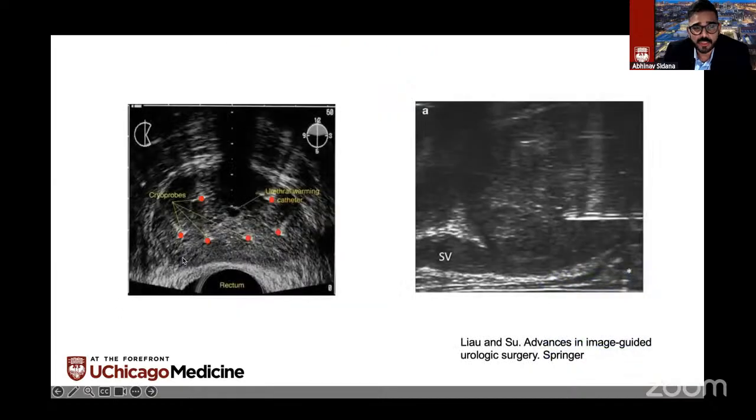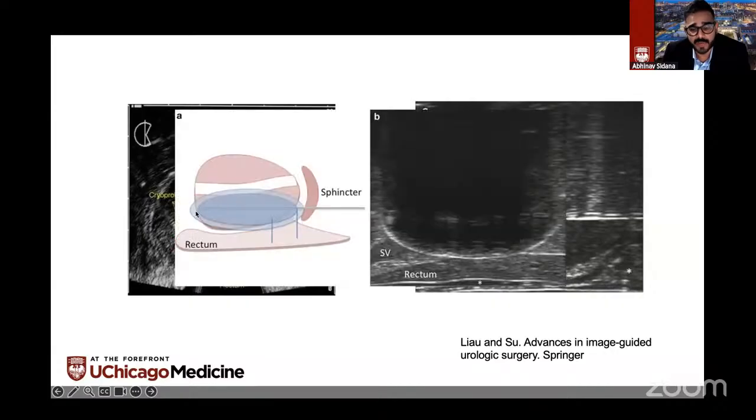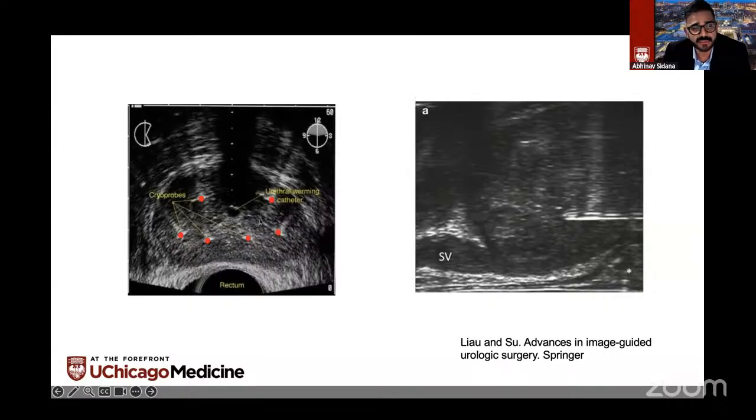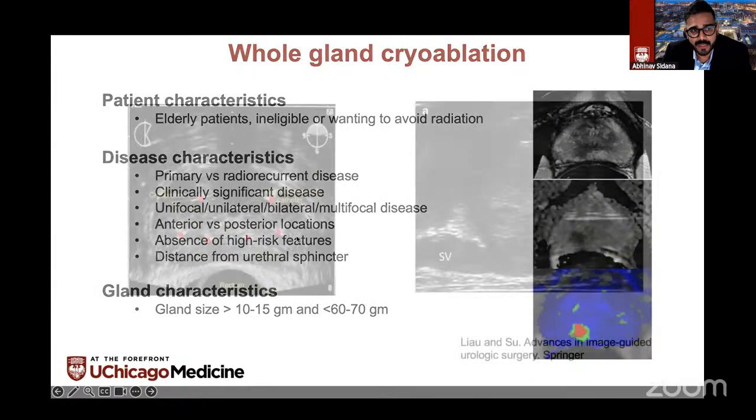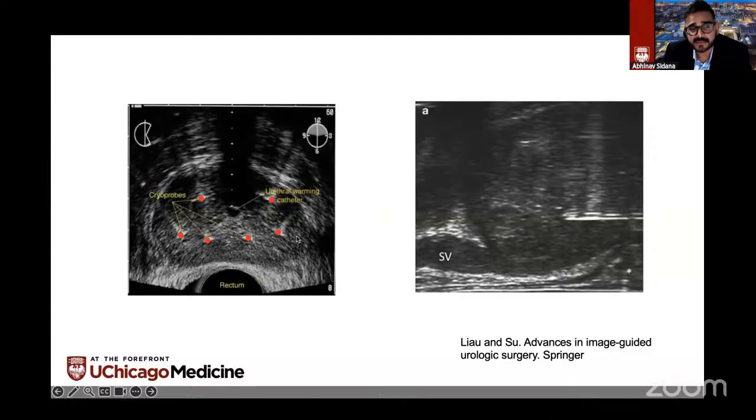When we perform whole gland cryoablation, we start with an axial view, and we plan needles so they're at least abutting each other at the minus 40 degrees centigrade isotherm, and there's slight overlap of those minus 40 centigrade isotherms. And typically, for most gland size, we end up putting 6 cryoneedles, occasionally 8 for larger prostates.